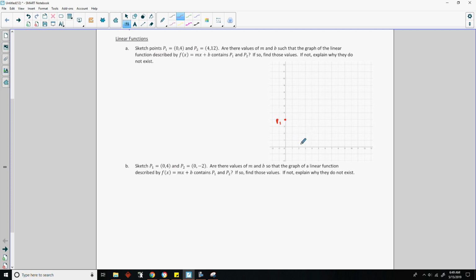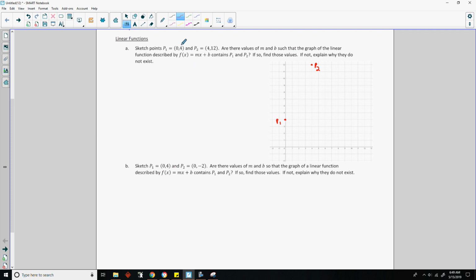And P2 is (4, 12). So here's 4, and all the way up here is 12. So it's right here. There's P2. Are there values of m, the slope or rate of change, and b, the y-intercept, such that the graph of the linear function described by f of x equals mx plus b contains both points P1 and P2? If so, find those values. If not, explain why they do not exist.